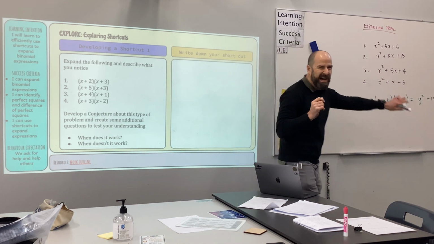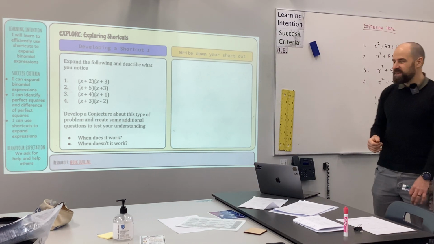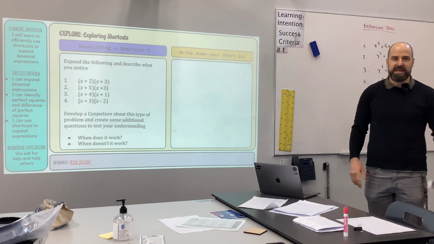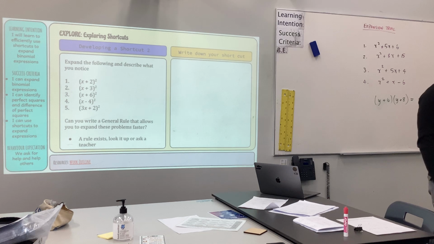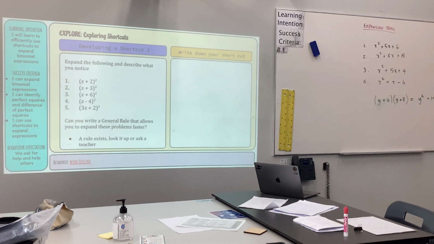Oh, it's not getting that far. It might when I actually post it up because it seems to add a little bit. Hopefully it does. All right, same deal. These questions have a shortcut. Can you expand them and then see if you can tell me what the shortcut is? Go.